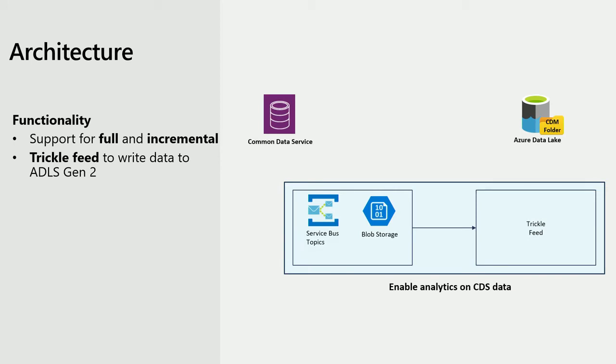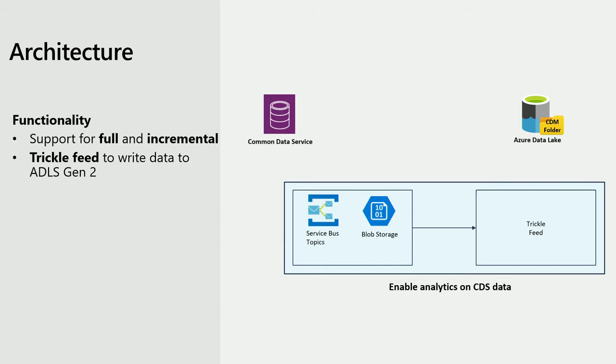Now let's move on to the architecture. The key things to highlight: we have Common Data Service on the left, and then Azure Data Lake Gen 2 on the right. And at the bottom is the service which we are adding. Inside the service, there are 2 components. One is the service bus and the blob storage, and the other is the trickle feed.